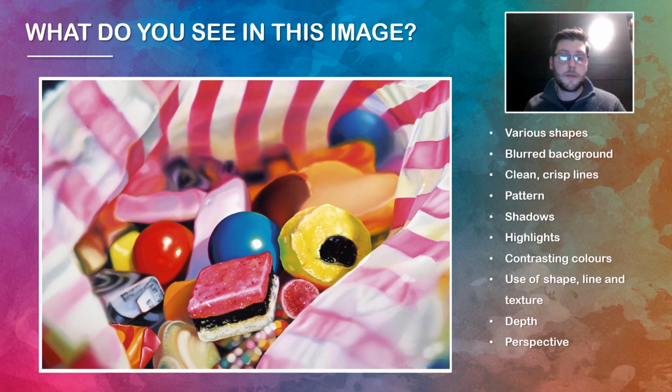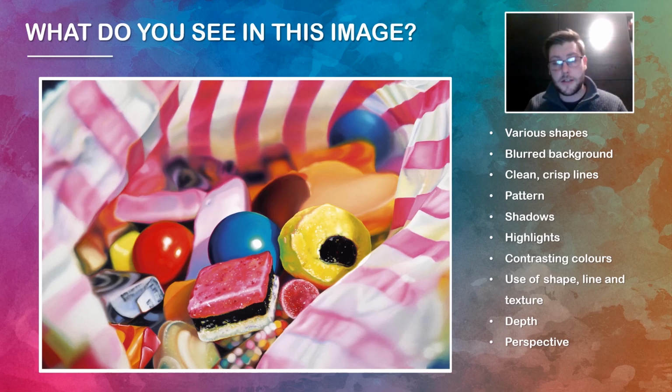Okay, so your time is up on that one. And now I'm going to point out some of the things that I saw. So I saw various shapes. I saw a blurred background, clean crisp lines, pattern, there were shadows and highlights in there, contrasting colours, the use of shape, line and texture. There was depth, so everything was clear in the foreground and a bit more blurry towards the back, and also perspective in some of the shapes.